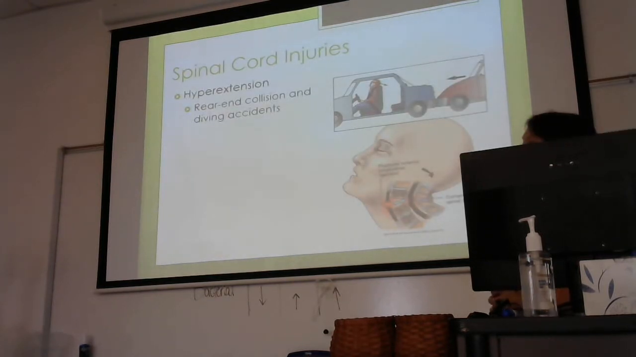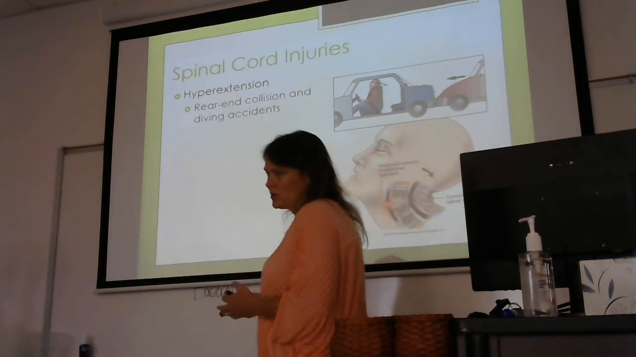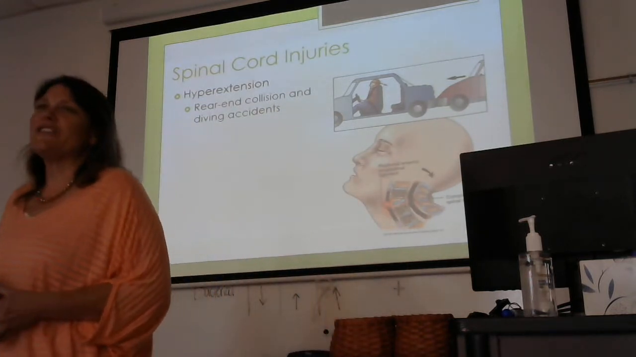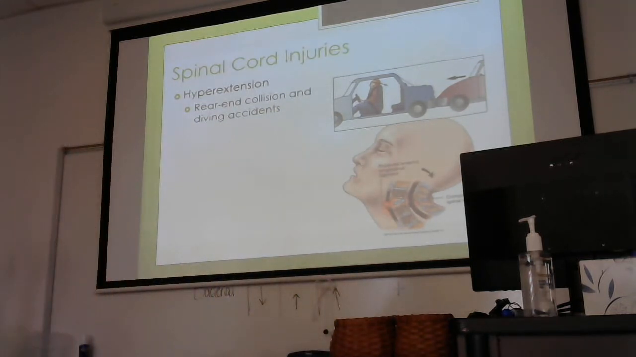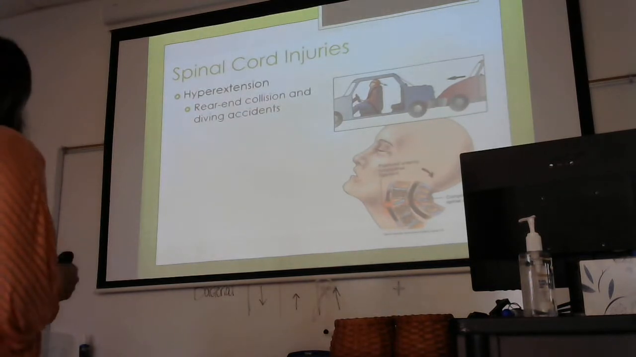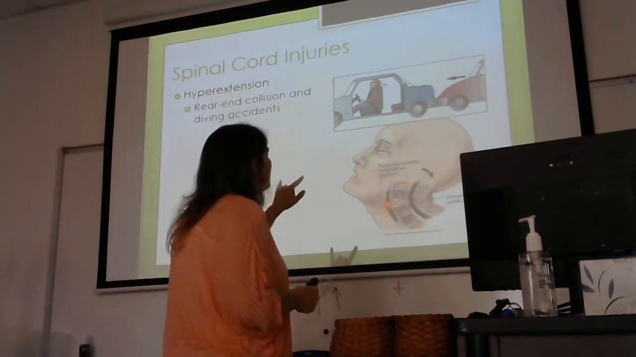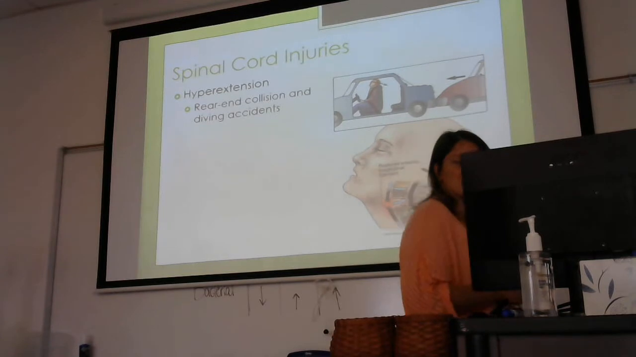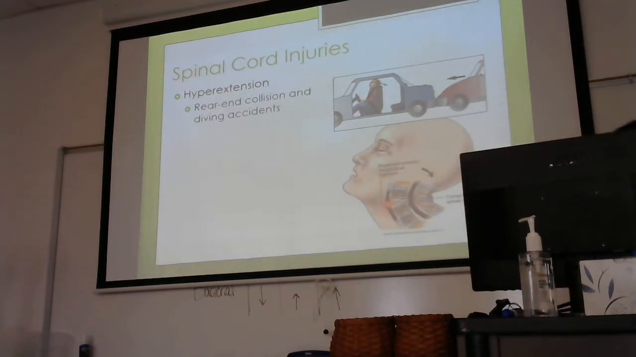Hyperextension, your force comes from behind the patient. We have a tear in the anterior longitudinal ligament and a cord injury. So again, very much like our coup and contrecoup injuries in head injuries, it just depends on where your force is as to what you're going to see in tears of longitudinal ligaments and spinal cord injuries.